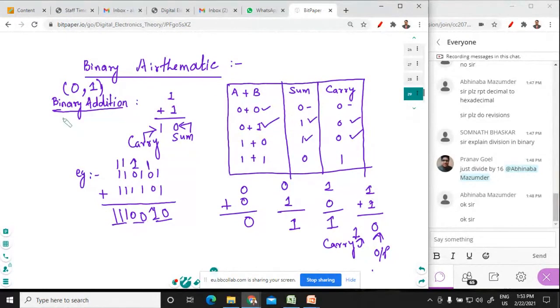Then we have seen binary addition, and how binary addition is to be performed. We have taken the sum problem right here. When you add any number with 0, it will give you the same number. 0 plus 1 gives a sum of 1 and carry 0. Again 1 plus 0 gives a sum of 1 and carry 0. And when you add 1 with 1, it will give you a sum of 0 and carry is 1.